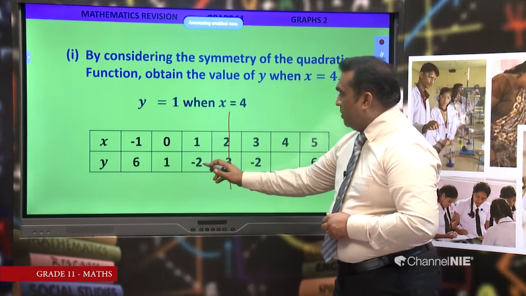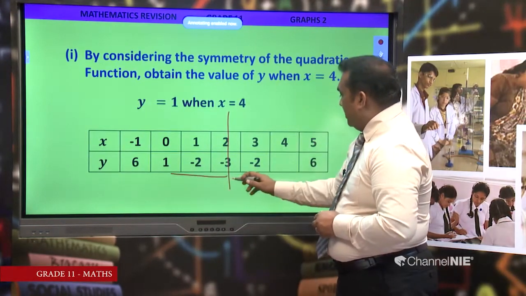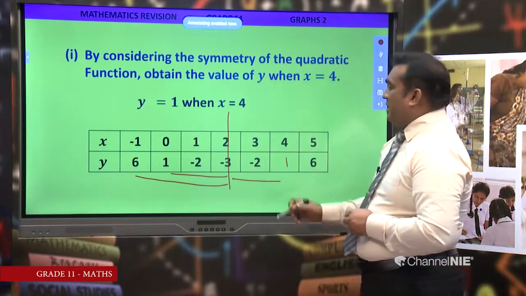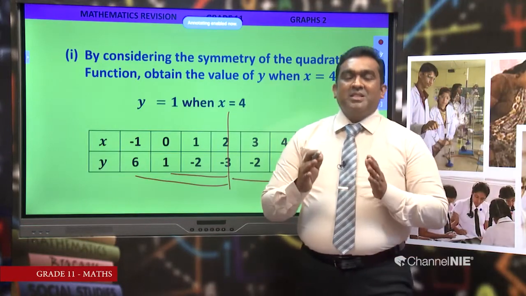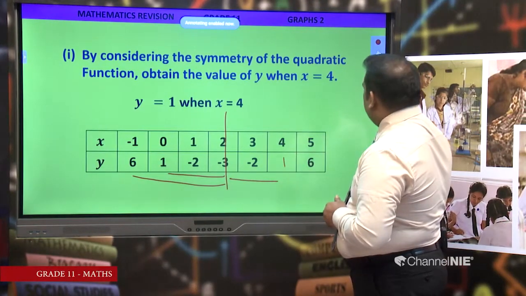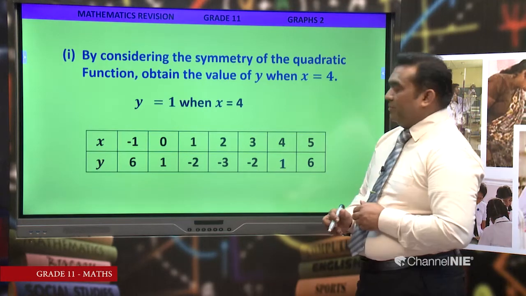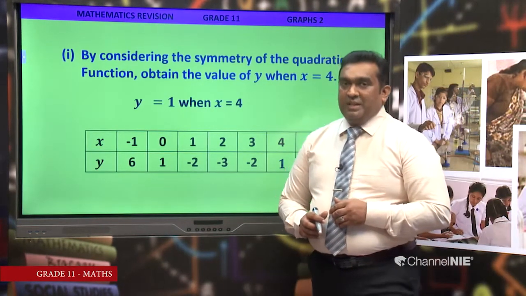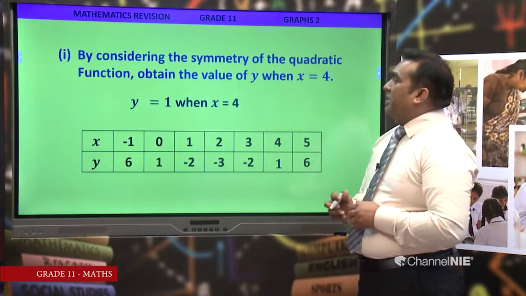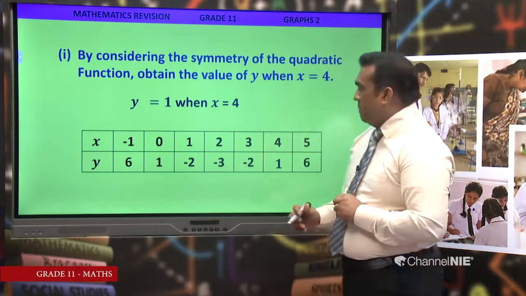Nearby to minus 3, you have minus 2. Here also minus 2. This value 1. Therefore, this value also 1. Third value is 6. Here third value is 6. Considering the symmetry, you can find out y equals 1 when x equals 4. Understood it? Right. By considering the symmetry of the quadratic function. In this case, they did not use the substitution method.